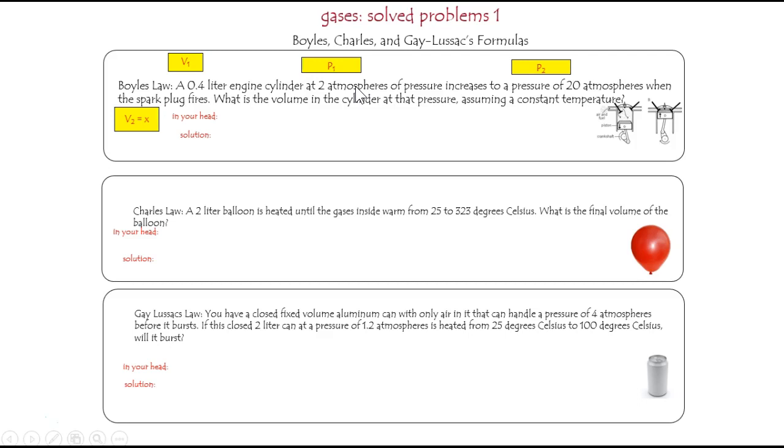P1 times V1 equals P2 times V2, but I noticed that the pressure went up tenfold, so I think that the volume will go down tenfold to 0.04 liters, and I'm done. Right? We could do it systematically, plug in those numbers. 2 atmospheres at 0.4 liters will be equivalent to 20 atmospheres of pressure at a much smaller volume when that cylinder compresses. X equals 0.04 liters.